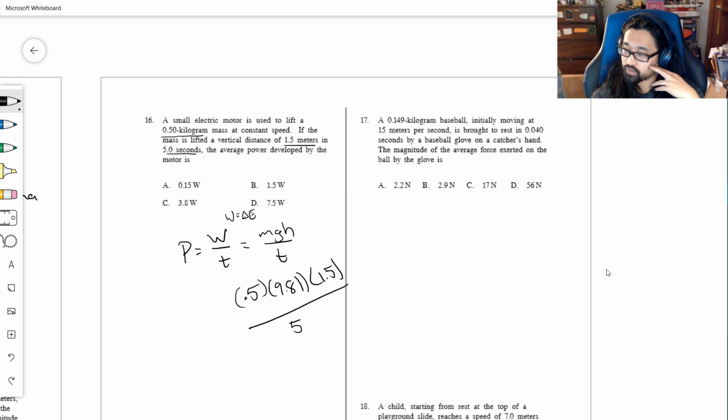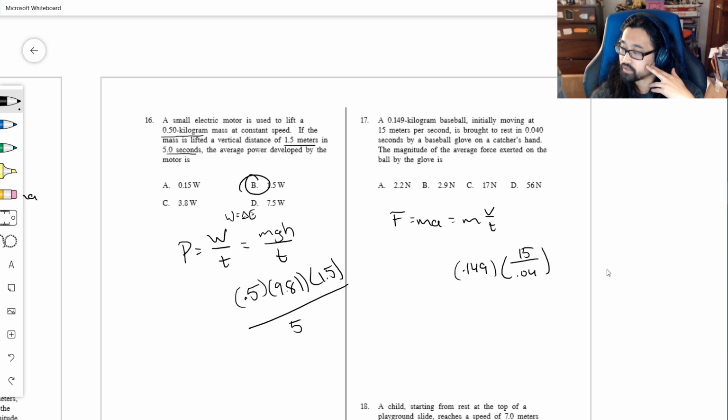0.5 is 0.1. 0.15 times 10 is 1.5, so that's choice. Be careful, if you just did force times distance and you used 0.5 kilograms for your force, you would have gotten A, so just be careful. Number 17 is just F equals ma, but we don't have A, but we can do V over T. So I have 0.149 times velocity, 15, divided by time, 0.04, and I would get about 56 newtons, or choice D.